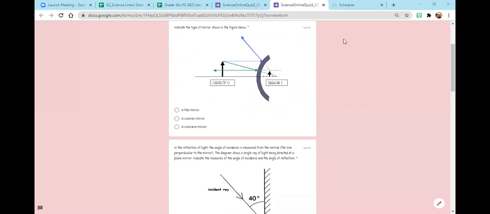Question number 1. What's the type of the mirror shown in the figure? Is it a flat mirror, a convex mirror, or a concave mirror? Yes, here is the object and here is its image. We can clearly see that the image is smaller than the object. So which type of mirror is this?